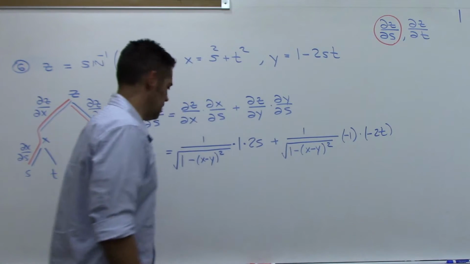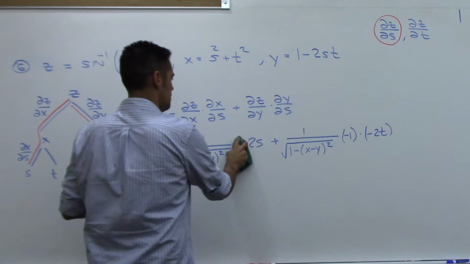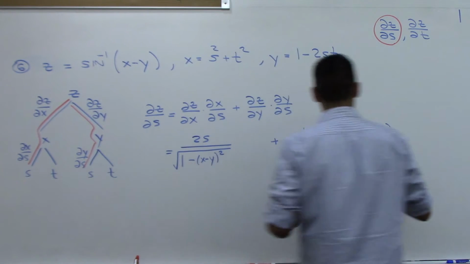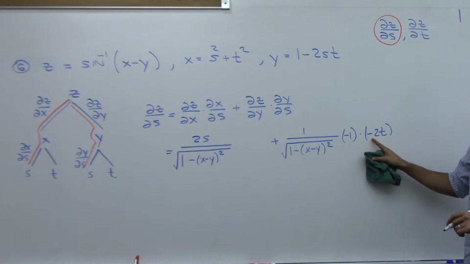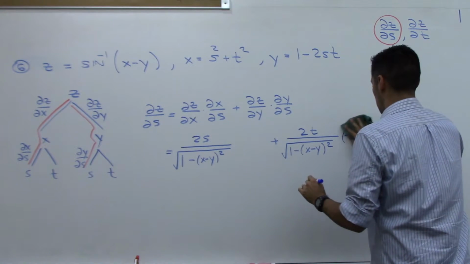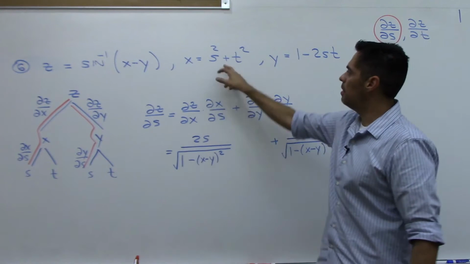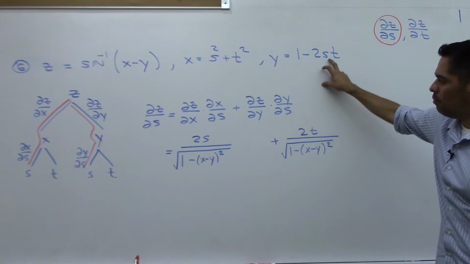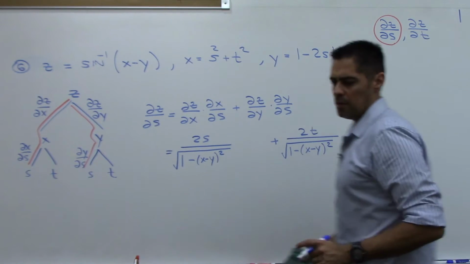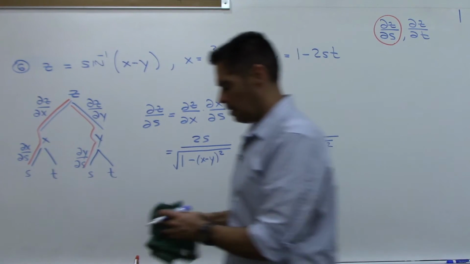So I could clean this up a little bit. Just pop this on top. So I'm just going to go 2s up here. Over here, negative and negative is positive. So the 2t is just going to pop up here, like that. And then you could go about replacing x with this, replacing y with this, seeing if anything cleans up, but that's pretty much it. So I did this one. I'll leave you that one on your own.